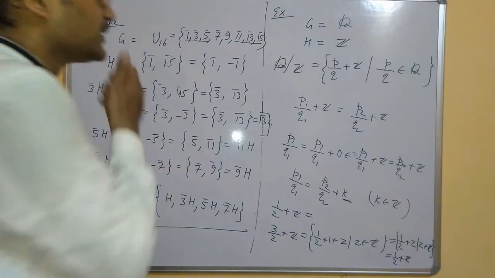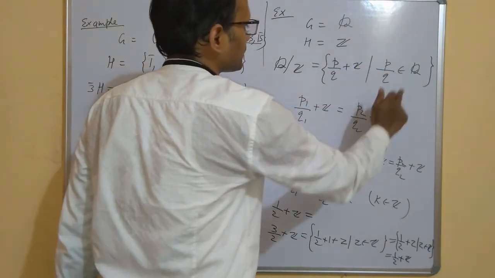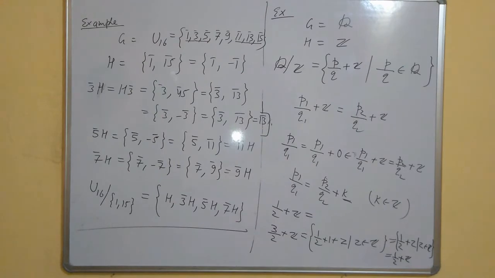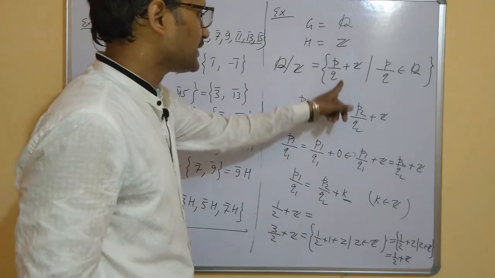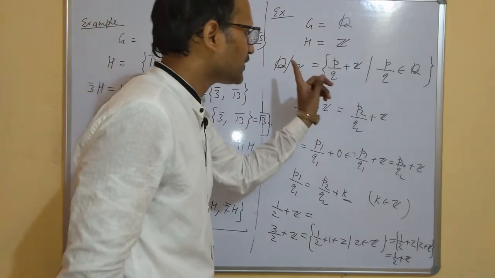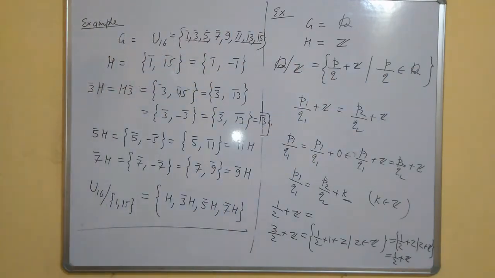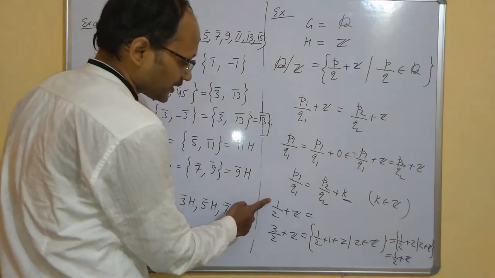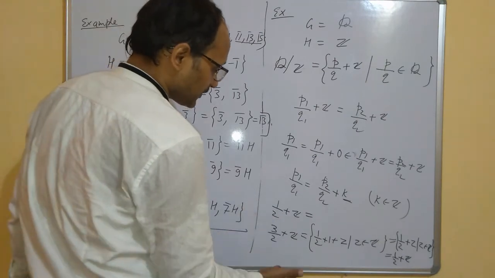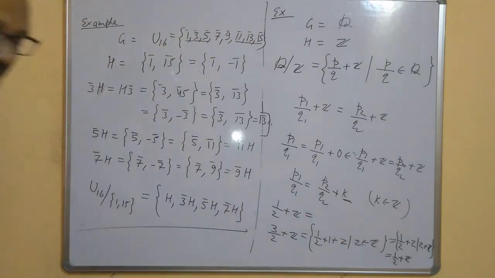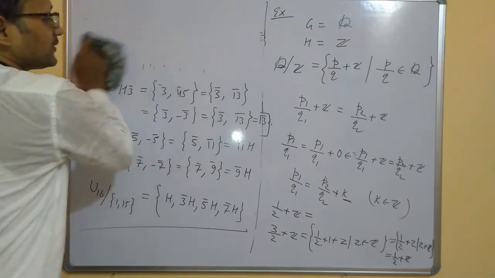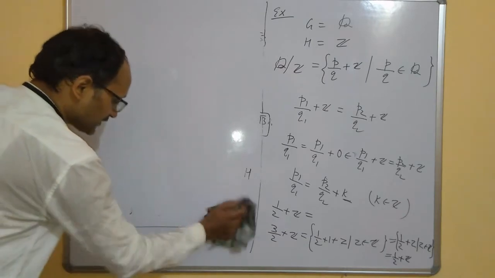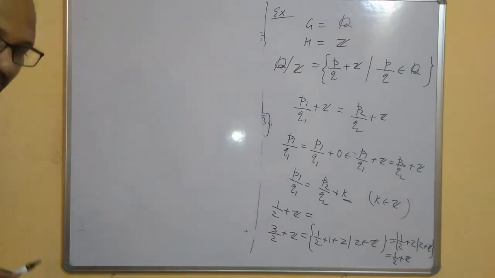So if you determine Q by Z, this will consist of cosets of this form, and now this is infinite, and as you can see there will also be infinitely many cosets here, because there are several fractions. For example, if you take 1 by 2, that is different from 1 by 3, 1 by 5 you can take, that is different. So there are several fractions.